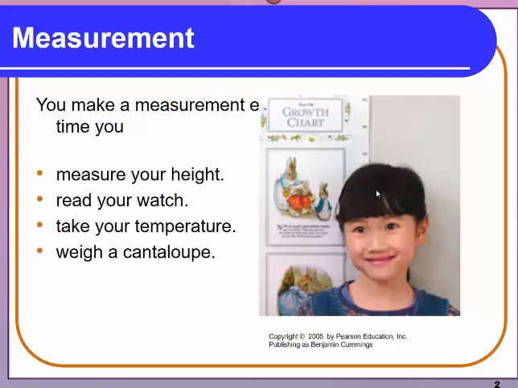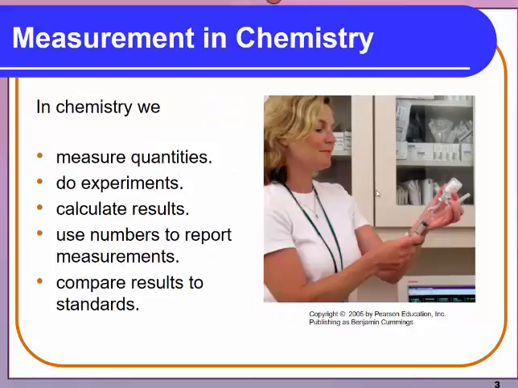You measure your height, you read your watch, take your temperature, weigh cantaloupes. You pump gas at the gas station. That all involves making measurements. But in science, particularly in chemistry, we measure quantities. We do the experiments. We calculate results based on those experiments. We use numbers to report measurement values, based on what was obtained and then what was calculated from there.